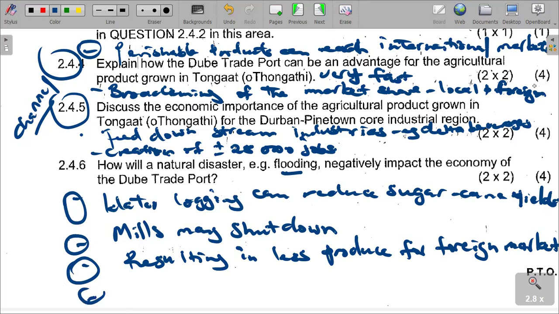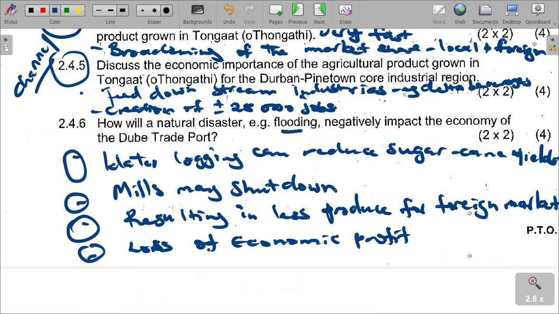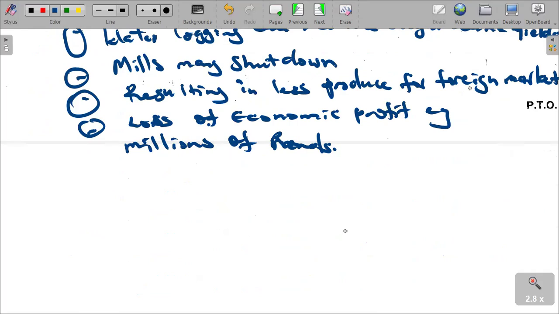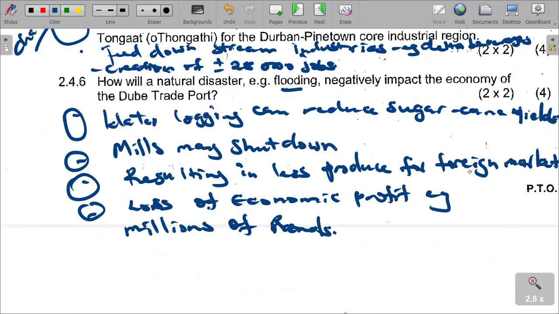We can talk about loss of economic profit, which is millions of rands. For example, we are talking about millions of rands that can be lost, money that must be made from the sale of these sugar canes and sugar products. So we are saying these are problems that can result when we have flooding negatively impacting the region.